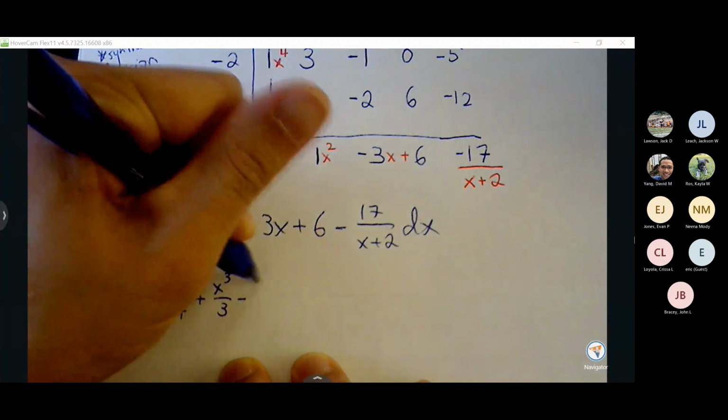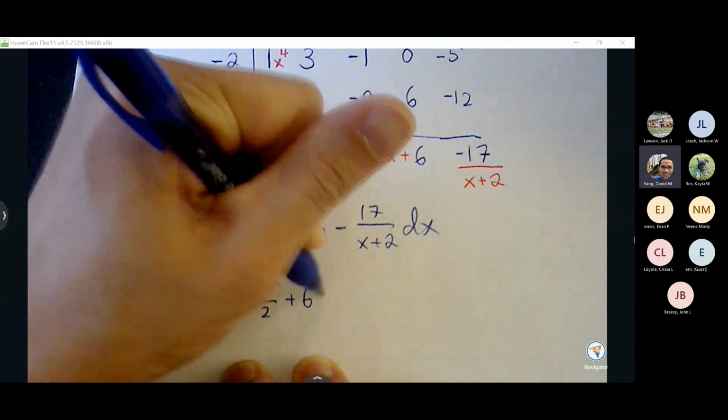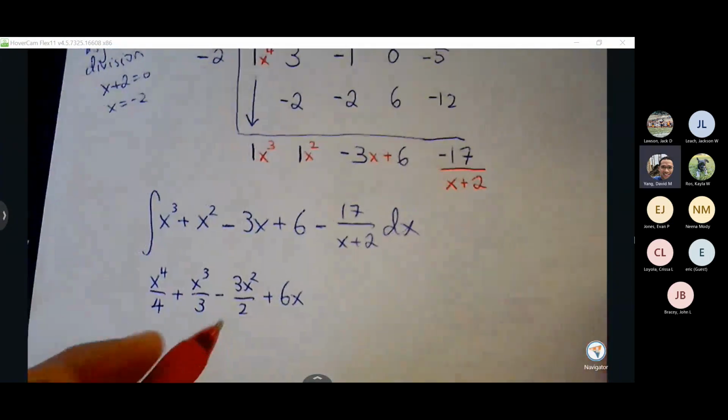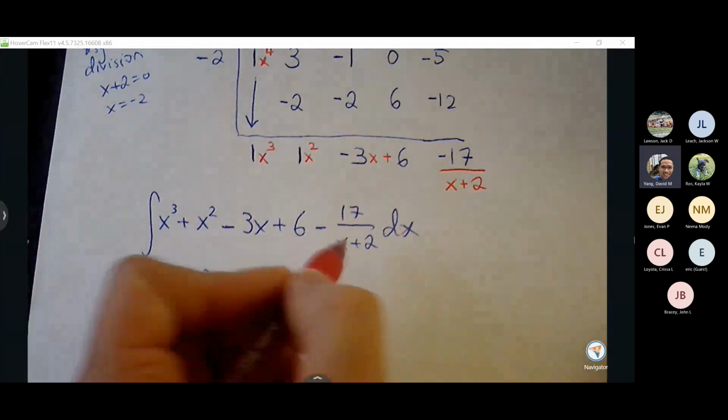Long division, you get the same answer. You can do either. So at the end, I'll show long division for those of you who want to see it. Now the last term here, we have to go through u substitution, right? This is that x plus 2.